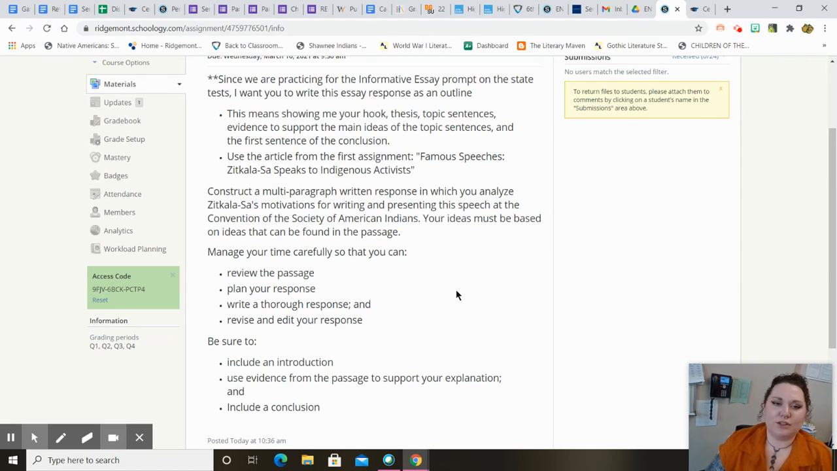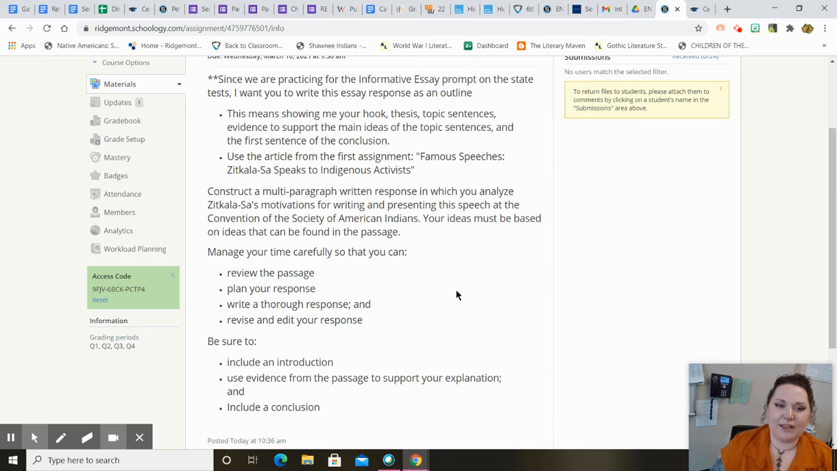And so the prompt says, construct a multi-paragraph written response in which you analyze Zitkala-Sa's motivation for writing and presenting this speech at the Convention of the Society of American Indians. You're going to know whether your prompt is argumentative or informative. In this one, we know it's informative because it's asking me to analyze motivation. So tell me about the motivations. An argumentative prompt is going to tell you to defend, to argue, to support, or something like that. So we know this is going to be our informative one.